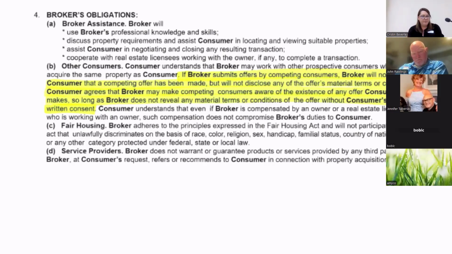We can share that information. The consumer understands that even if the broker is compensated by an owner or a real estate licensee who is working with the owner, such compensation does not compromise the broker's duties to the customer.